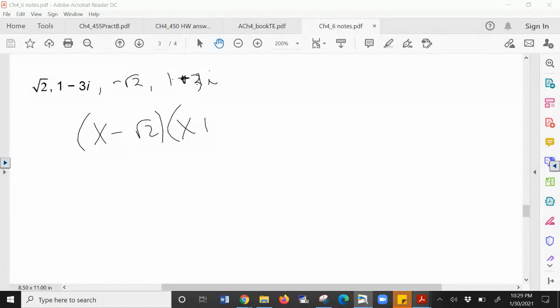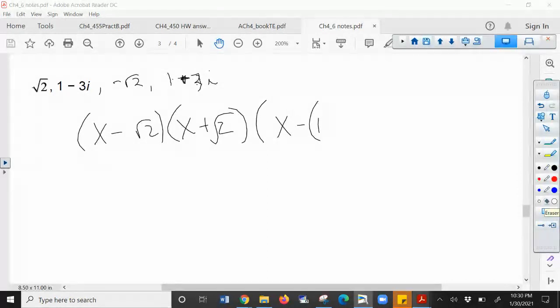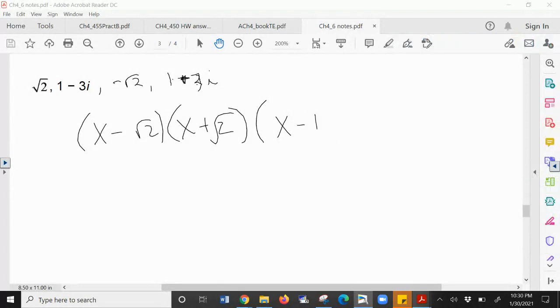Factors. x plus and minus the square root of 2. And then I have x minus, I'll put them in parentheses, 1 plus 3i and x minus 1 minus 3i, because it's the opposite of 1 minus 3i and the opposite of 1 plus 3i.